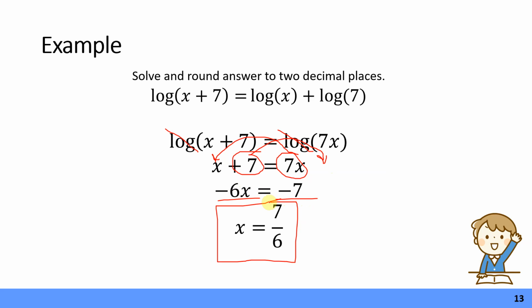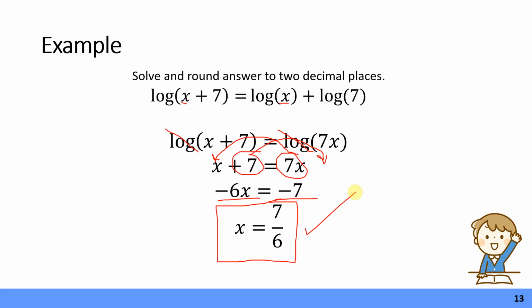Just like before though, I am going to have to check if it works. So 7/6 is positive. So if I put it here, it's obviously going to work because it's a positive answer. If I put it here, plus the 7 is going to make it even more positive. So this one is going to work without any issues. So that's my final answer.